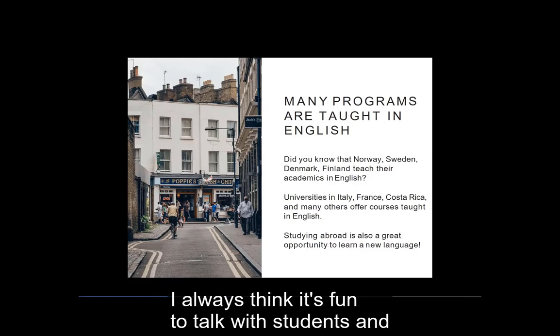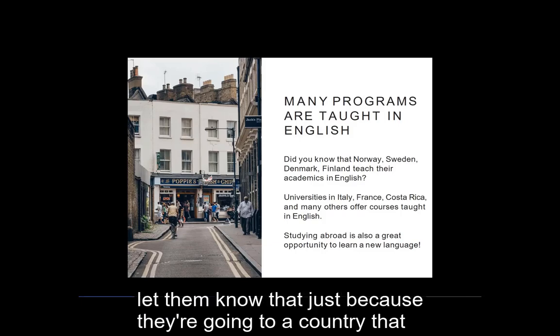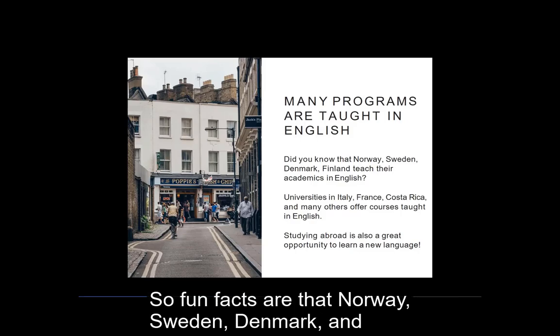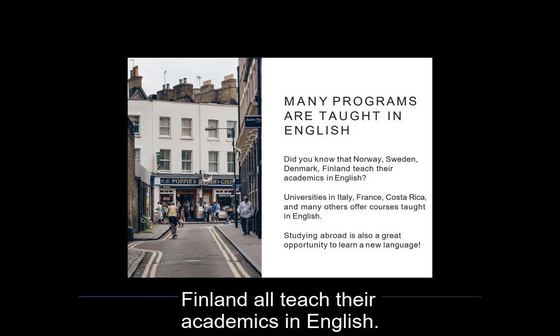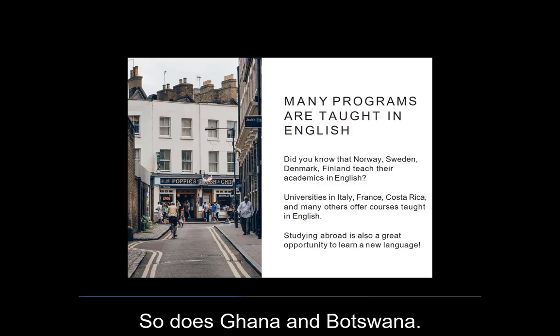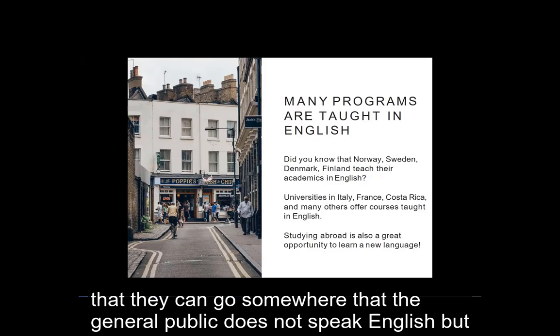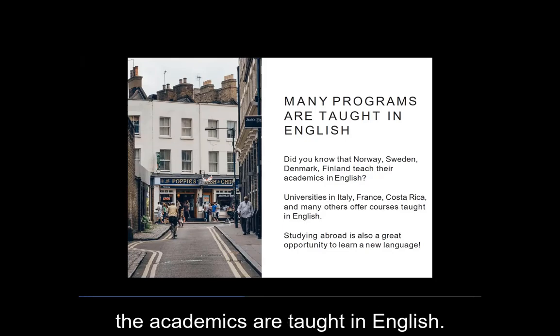I always think it's fun to talk with students and let them know that just because they're going to a country that doesn't speak English, their education system may actually be in English. So fun facts are that Norway, Sweden, Denmark, and Finland all teach their academics in English. So does Ghana and Botswana. So those are different things that are available to our students that they can go somewhere that the general public does not speak English, but the academics are taught in English.